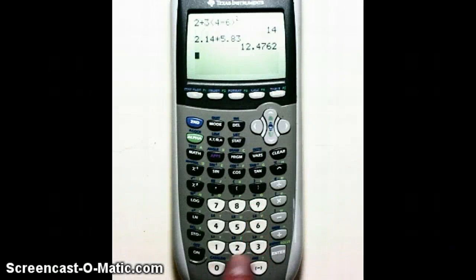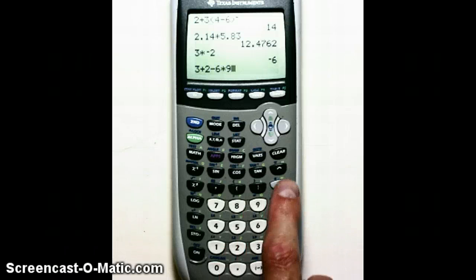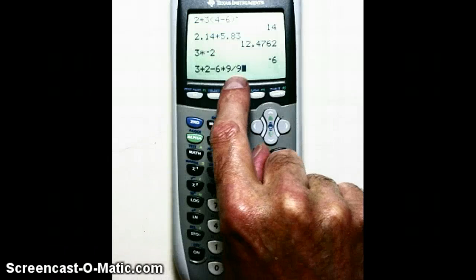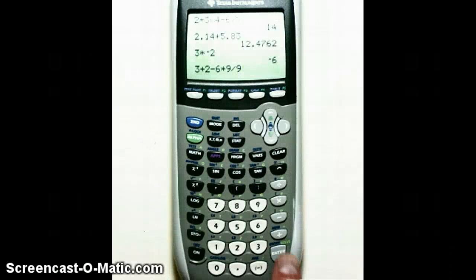You have all of these keys down here at the bottom. Now, if I want to do 3 times a negative 2, notice I'm using this key down here at the bottom. And that should give me negative 6, correct? Okay. Now what I want to do is I want to go over here to the right side. And let's just type something in here. 3 plus 2 minus 6 times 9 divided by 9. Now notice the division is a slant character, okay? So keep that in mind. And what we're doing is we're going to hit enter, and it's going to give us that value.